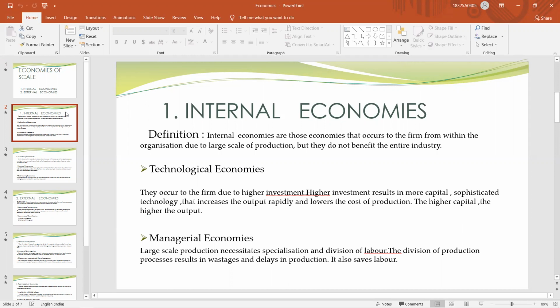The next one, managerial economies. Large scale production necessitates specialization and division of labor. The work is divided among a group of laborers. A group of laborers should be given different types of activity so that there will be no wastage and no delays in the production. It also saves labor.